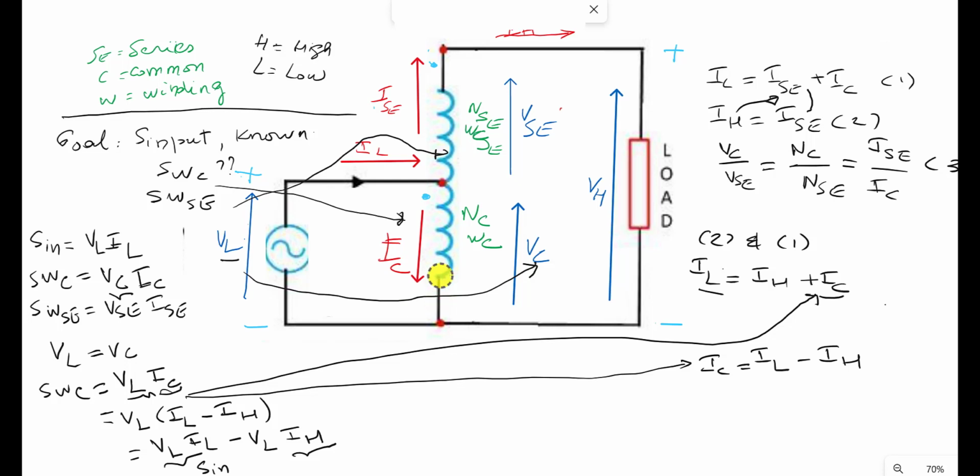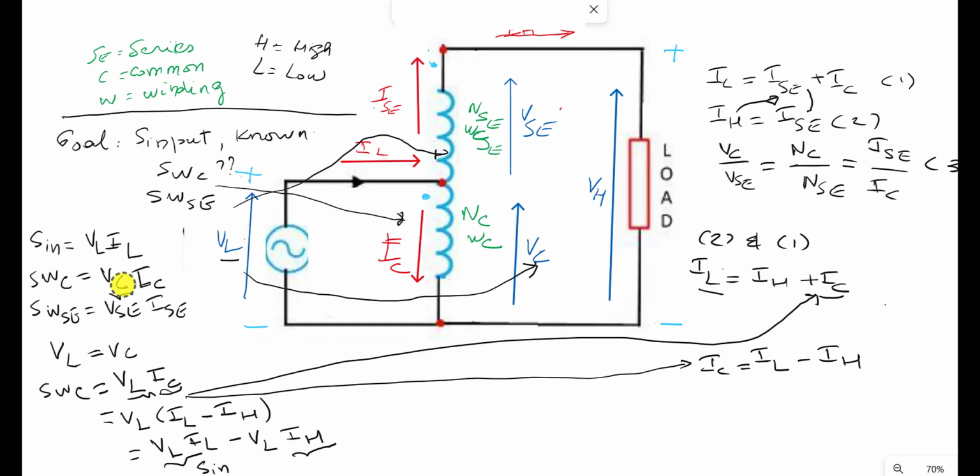What is the actual power that flows here? When I talk about power here, we talk about only apparent power because it's a transformer. What is the power that goes to this winding common? What is the power that goes to this winding series? S input is equal to VL times IL. That's the formula of the power. We talk about single phase.